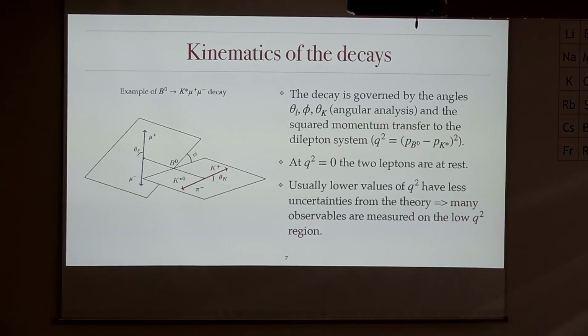So we have very separated regimes of Q square. Q square equals 0 would mean that the 2 leptons are at rest. This is, of course, not possible experimentally, but this is a theoretical limit, and we can go down to very low Q square. Usually, when you do the calculations at low values of Q square, the uncertainties from the theory are smaller. So essentially, many observables that we report happen in this low Q square region.